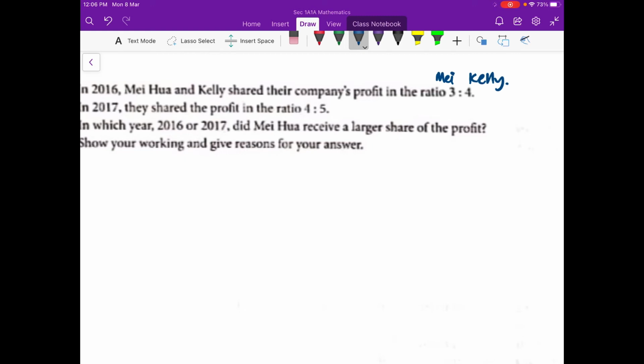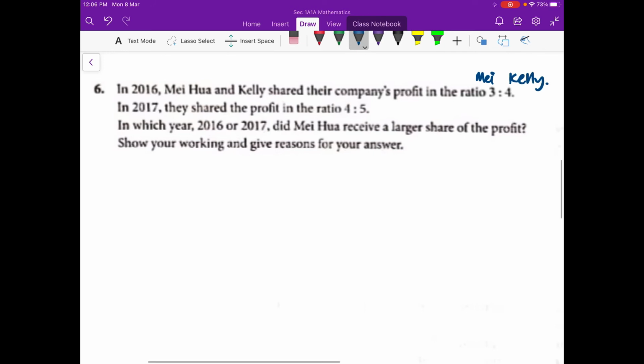So that was in 2016. Then in 2017, they shared the profit in another ratio. Different year, they share it differently. So in which year did Mei Hua receive a larger share of the profit? Would you rather be Mei Hua in 2016 or Mei Hua in 2017? 2016. How did you decide?